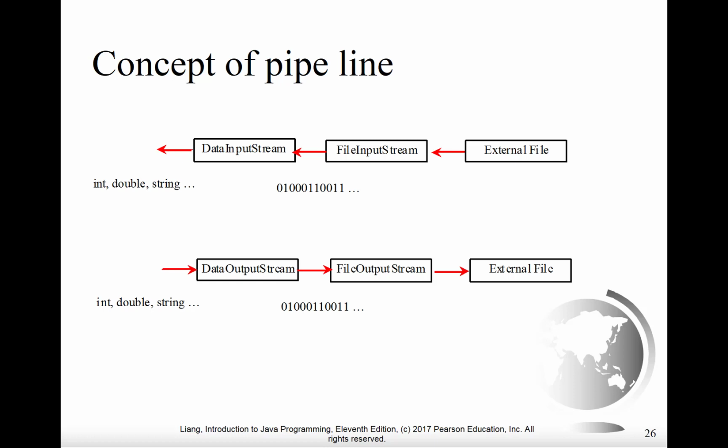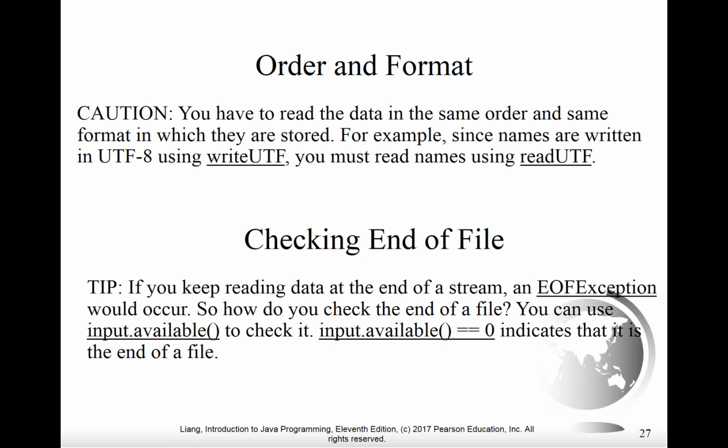Having a look at the bottom diagram, the opposite conversion is happening here. We begin with some primitive, double, integer, string, something, and the data output stream object then converts this into just a stream of bytes, which ultimately goes out to the file. As I suggested on the previous slide, the order and format's important. You have to know what you've written out and in which order you've written it out, because you have to read it in the same way or you're going to misinterpret it.